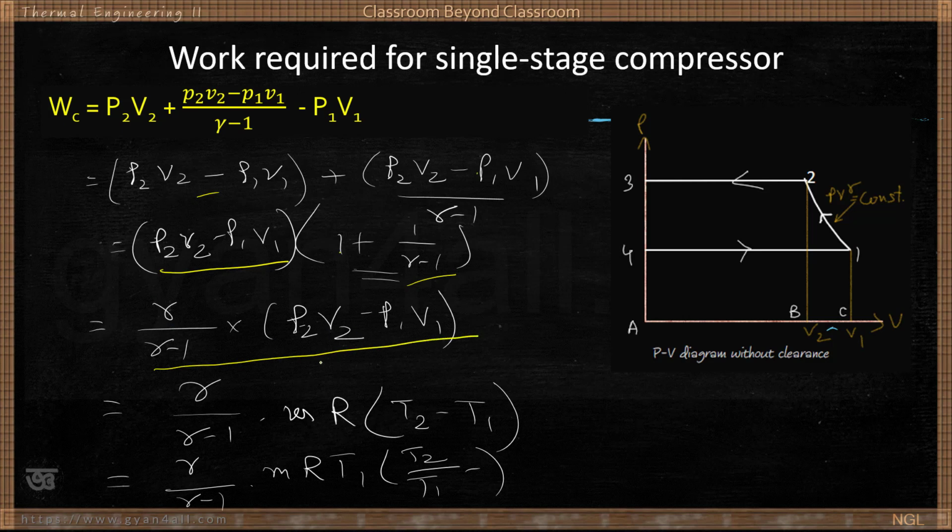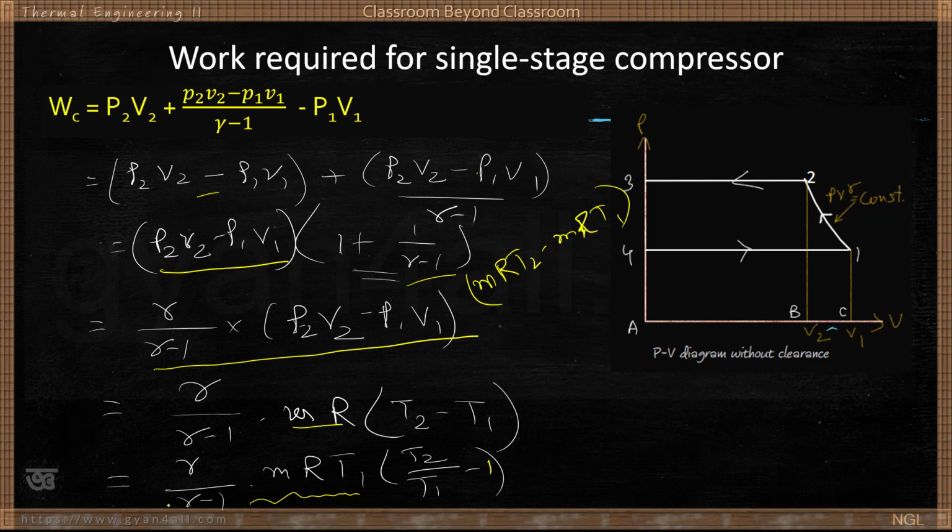Now we know P2 V2 equal to MR T2 and P1 V1 equal to MR T1. MR T2 minus MR T1. So MR common, T2 minus T1. Now from this, if we take the common T1, then it will be T2 minus T1 divided by T1. This is in terms of temperature, the work done on the compressor, or we can say work input to the compressor.